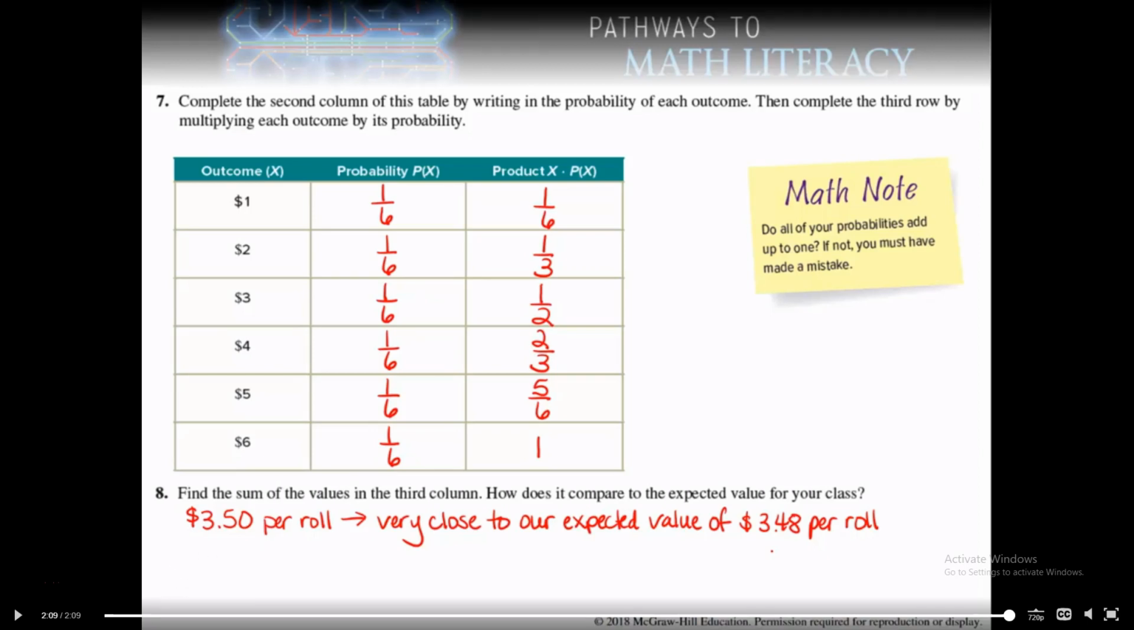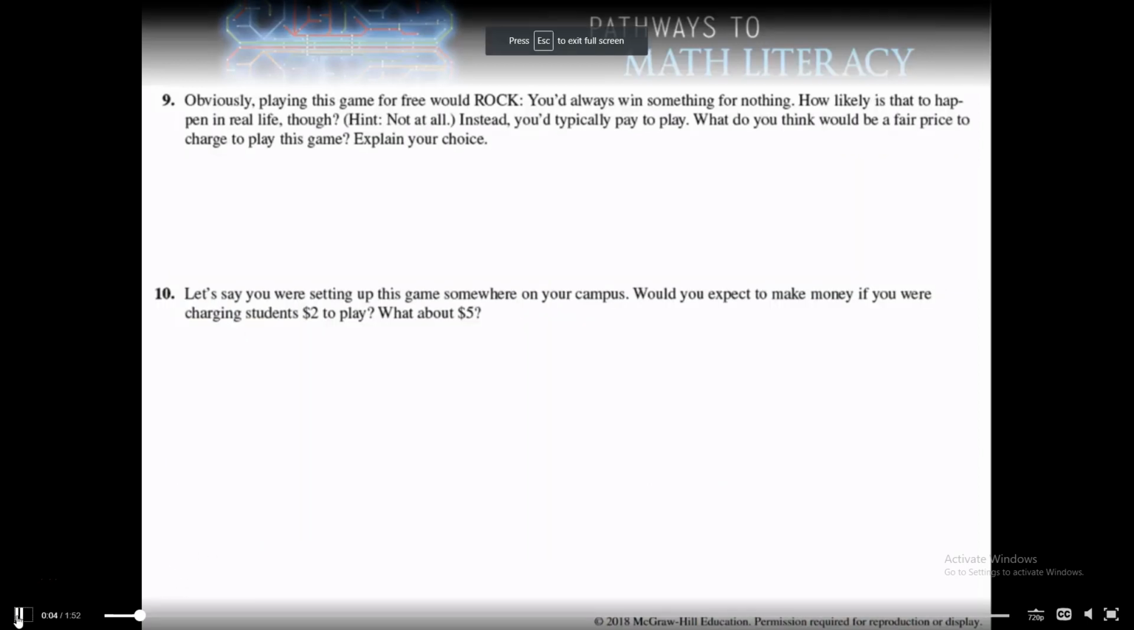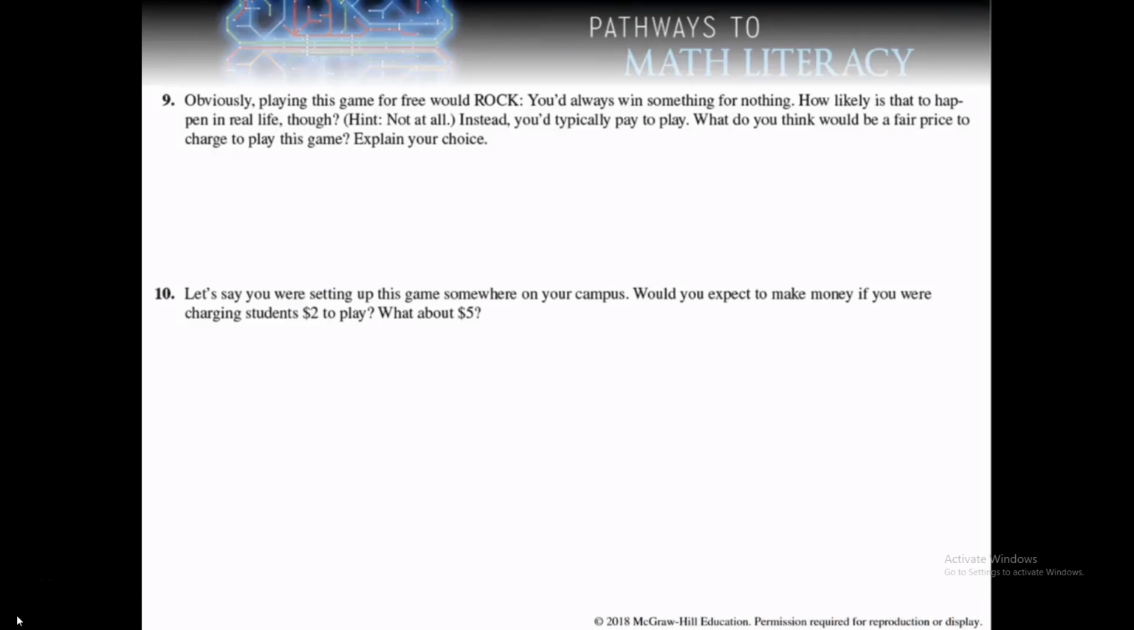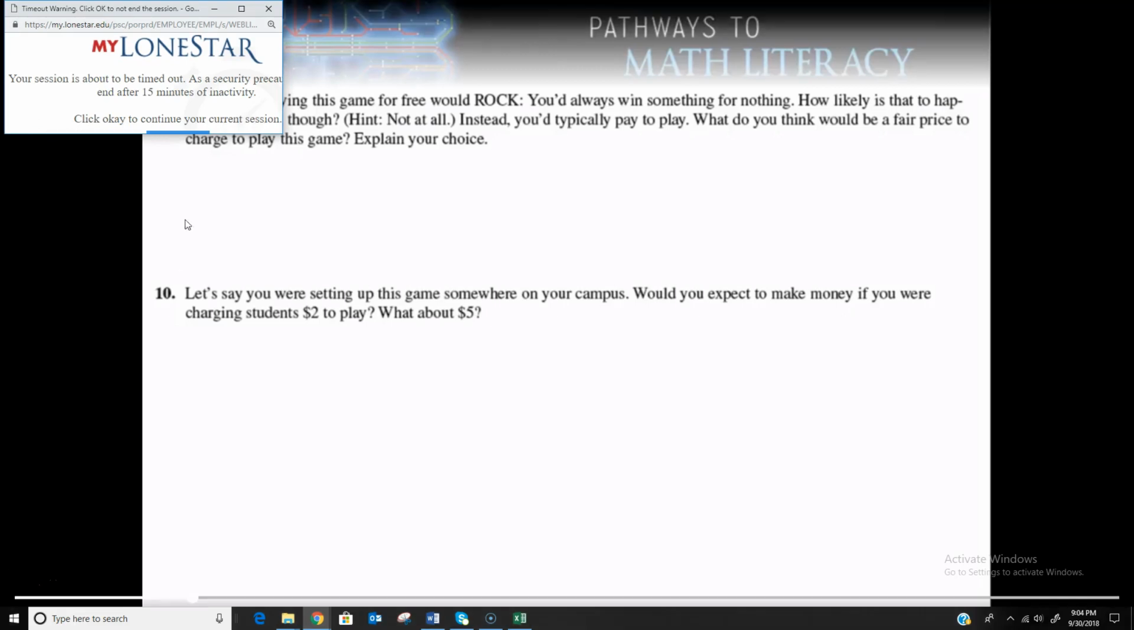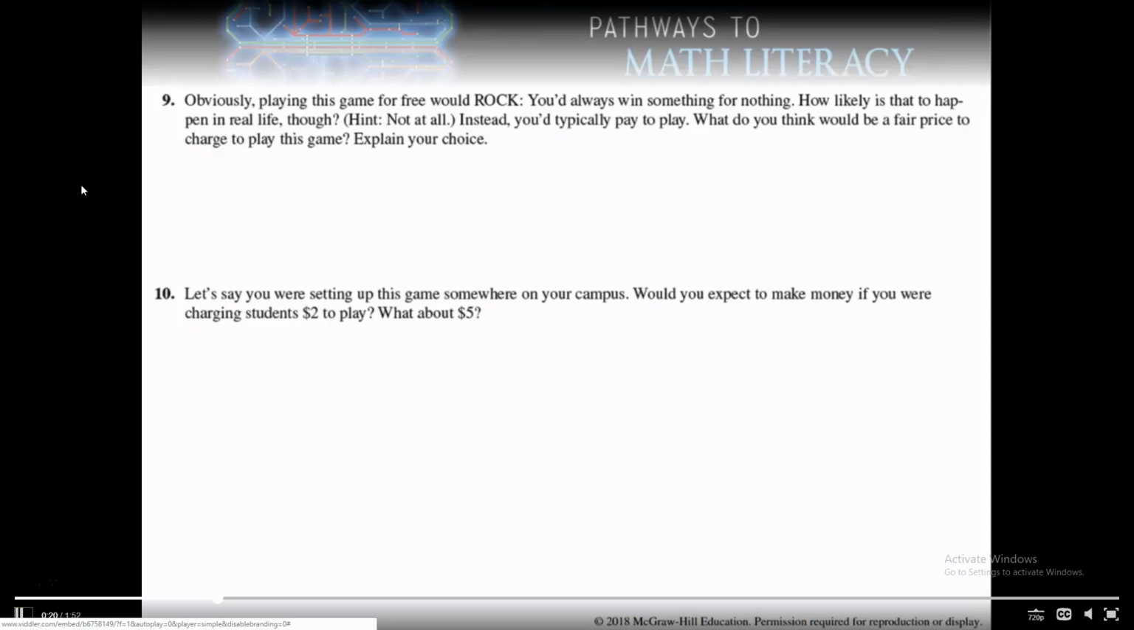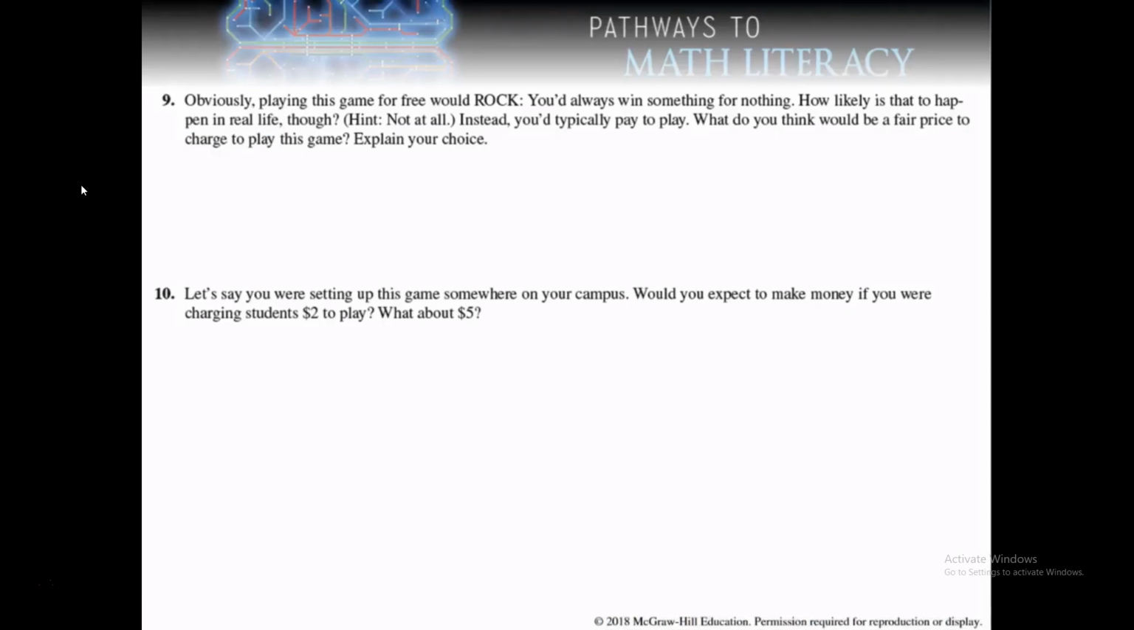Still thinking about our dice rolling game, in number 9 it says usually you would pay to play a game like this. What do you think would be a fair price? So keep in mind that the expected value theoretically is $3.50. So a person playing expects to win on average $3.50 per roll if they play a lot. So a completely fair price to charge would be $3.50, because in that case you would expect both the player and the person running the game to break even.